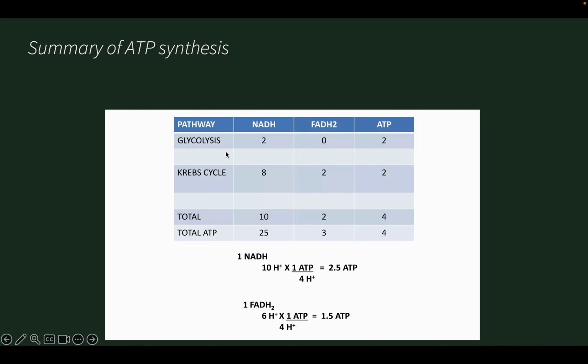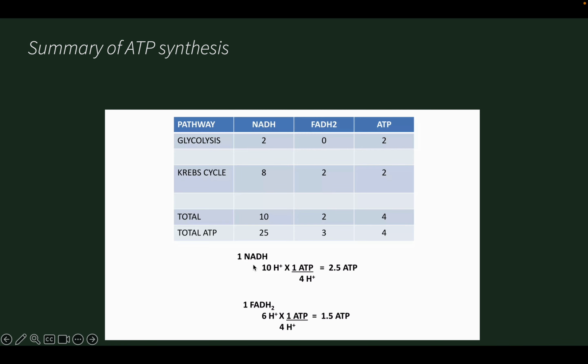So in summary, in glycolysis we get 2 NADH and 2 ATP. With the Krebs cycle we get 8 NADH, 2 FADH2 and 2 ATP or GTP. So in total what we get is 10 NADH, 2 FADH2 and 4 ATP. So we have 10 hydrogen ions pumped from 1 NADH, and 4 are used for 1 ATP production. So in total 1 NADH can produce 2.5 ATP. So if we have 10 NADH, from glycolysis to the TCA cycle we produce 25 ATP from NADH.